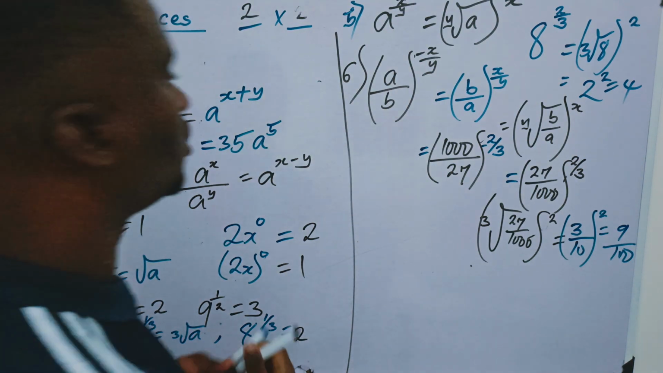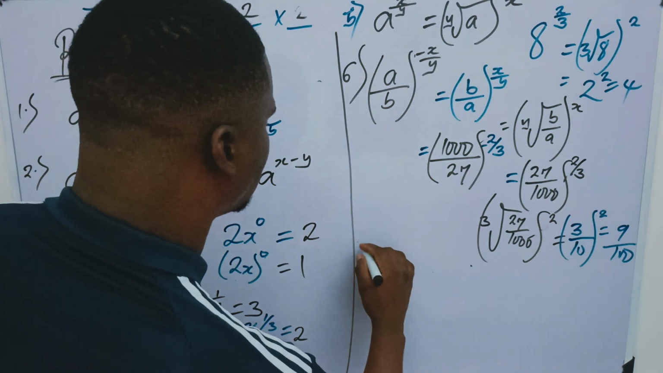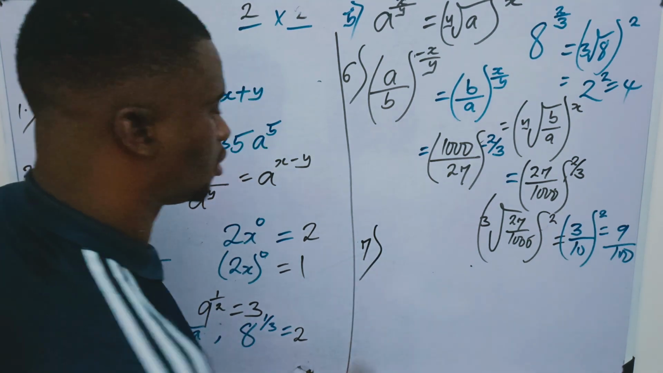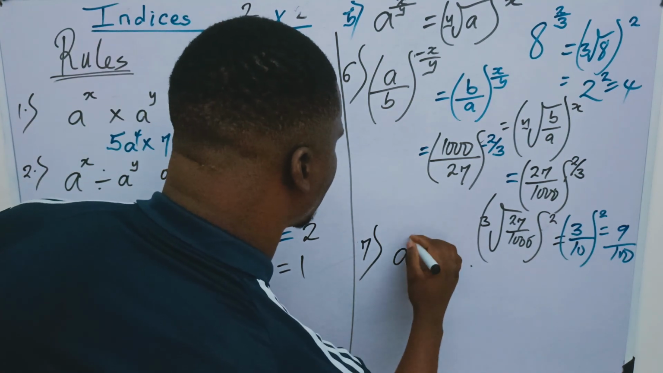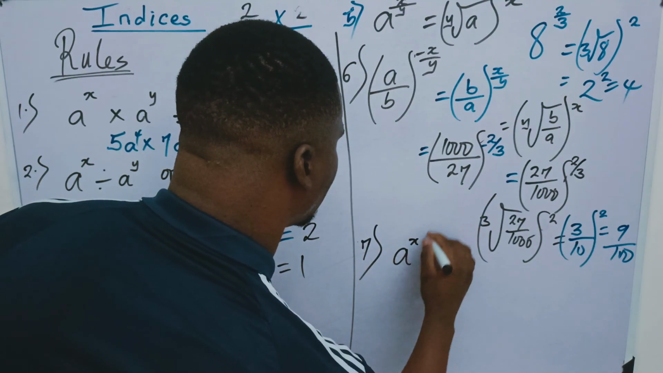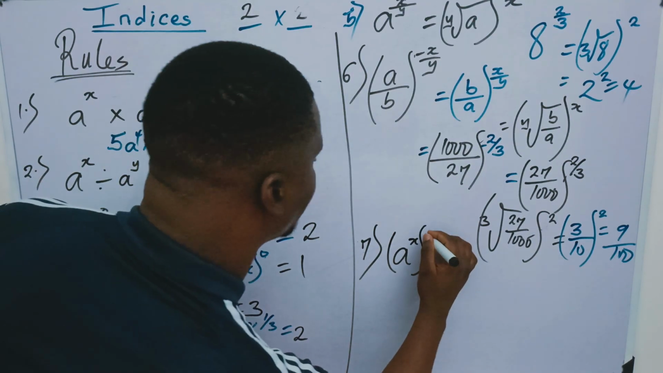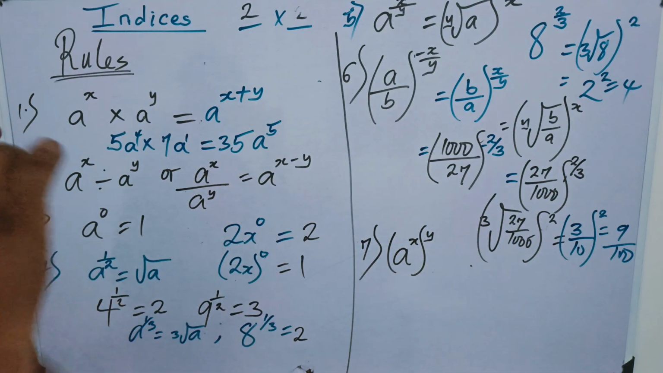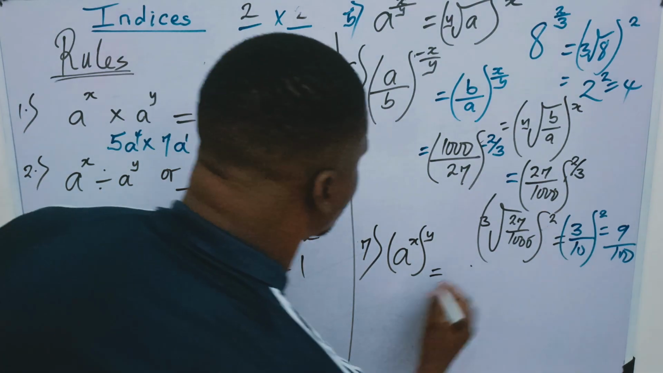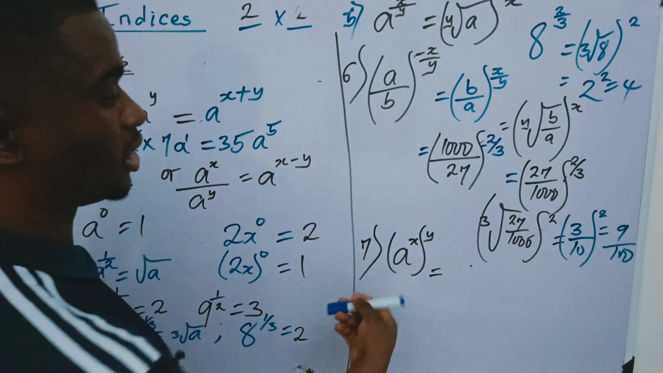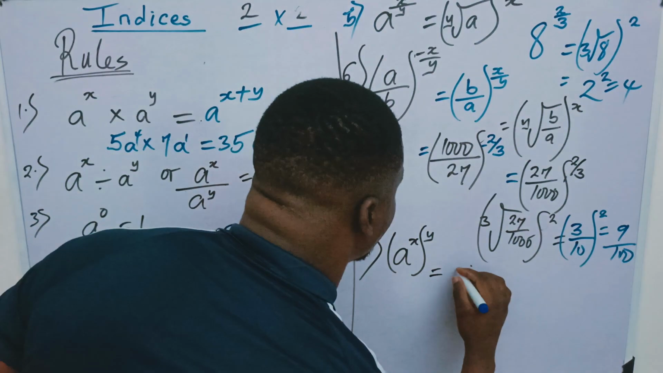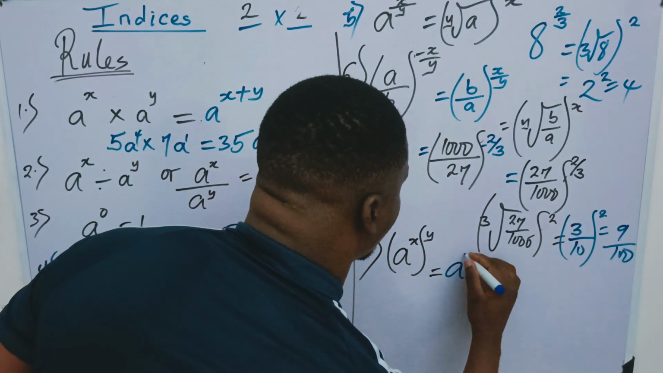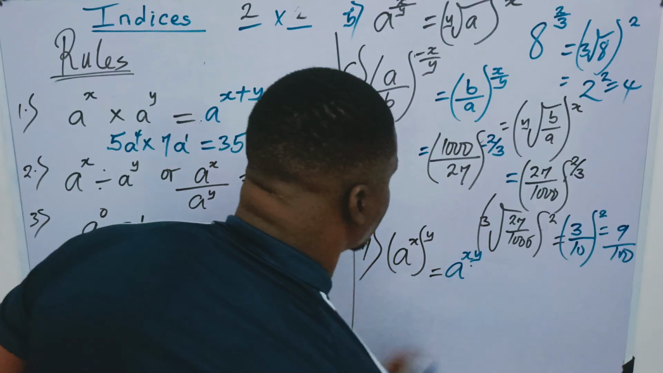Okay. Then we have this law where I have to look at a raised to the power of x, then there's another power outside. A raised to the power of x, then all raised to the power of y. So what do I do in this case? In this case, the powers can multiply themselves, right? So this will give me a raised to the power of x times y, which is xy.